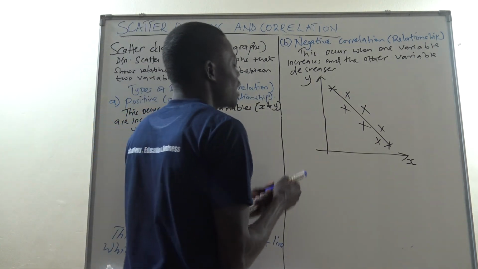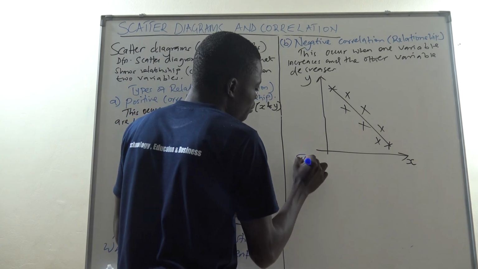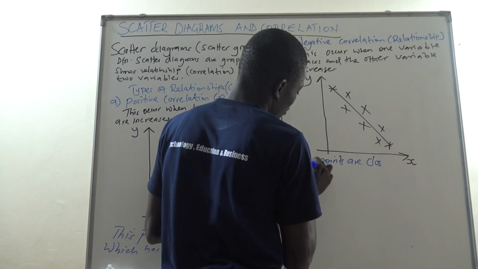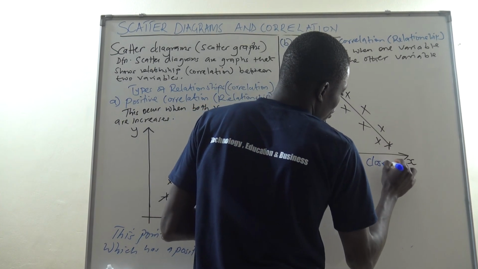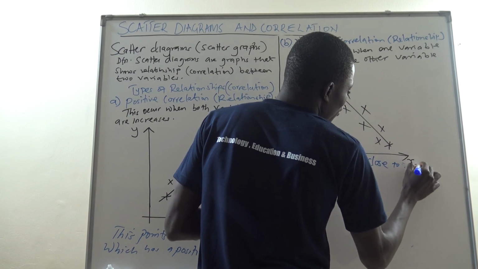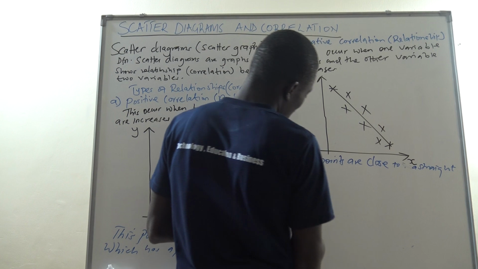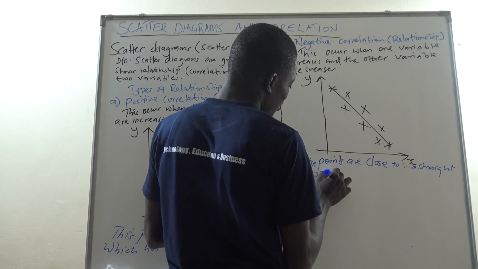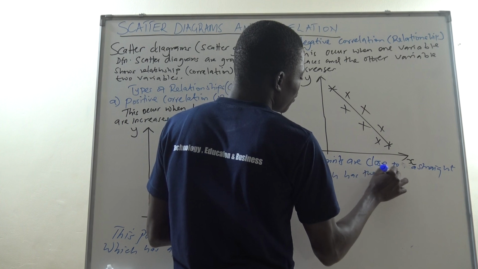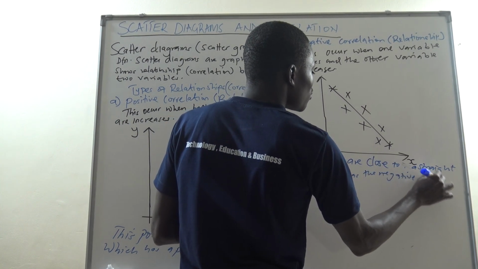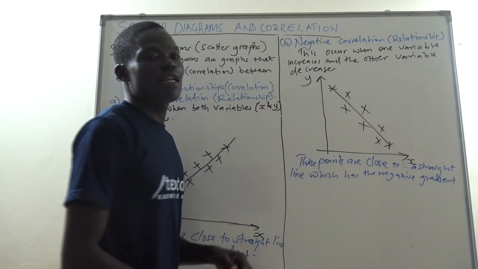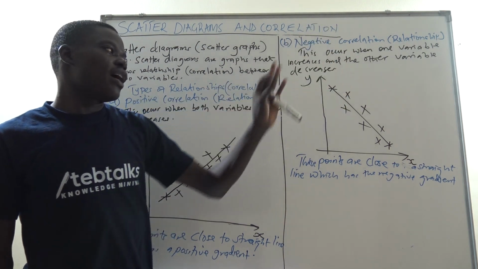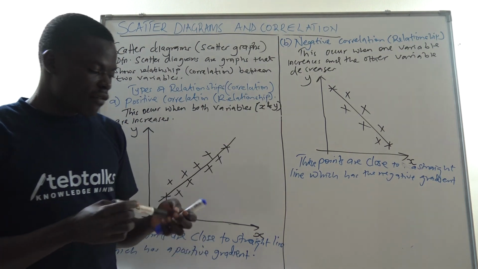So take note of this: these points are close to a straight line which has a negative gradient. From the negative gradient, that makes our relationship become a negative relationship or negative correlation. That's how it happens for the negative correlation.